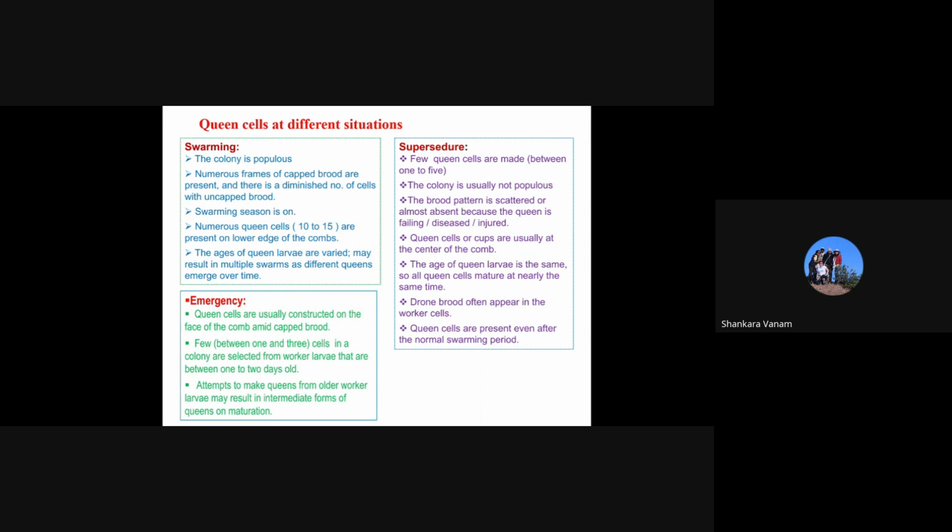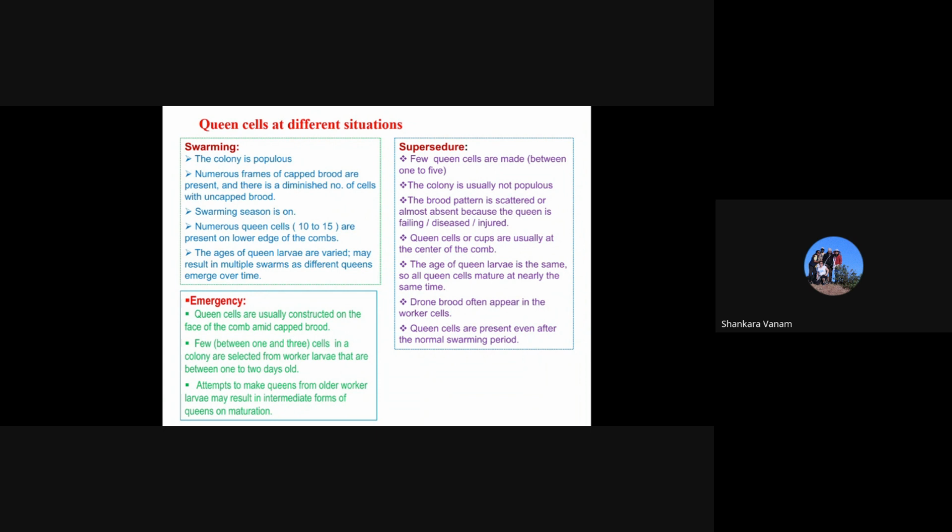I have to show some photos, that's why I opened this. I have told this earlier also. Queen cells are formed during different stages. In natural conditions, naturally 10 to 15 queen cells are formed at the lower edge of the comb. The age of queen larvae varies, which may result in multiple swarms as different queens emerge over a period of time.